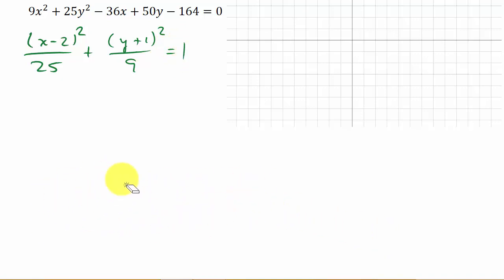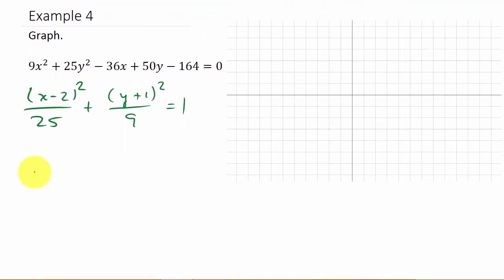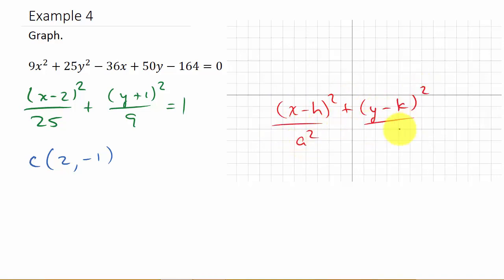Alright, so now what I need is I need my center. Okay, so the center, I'm going to do it in a different color. So the center is what? 2, negative 1. That's my center. Okay, so remember, it's in the form (x minus h) squared over a squared plus (y minus k) squared over b squared equals 1. Well, let's just look at this part here. You see, here we have x minus 2. Here we have y plus 1.